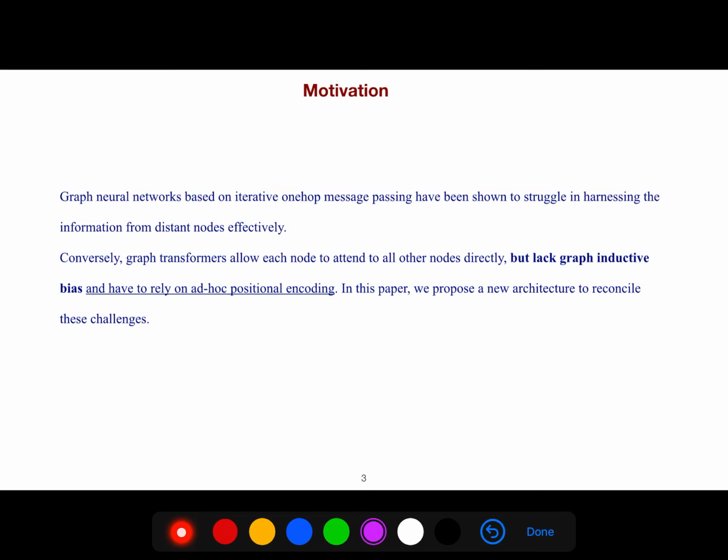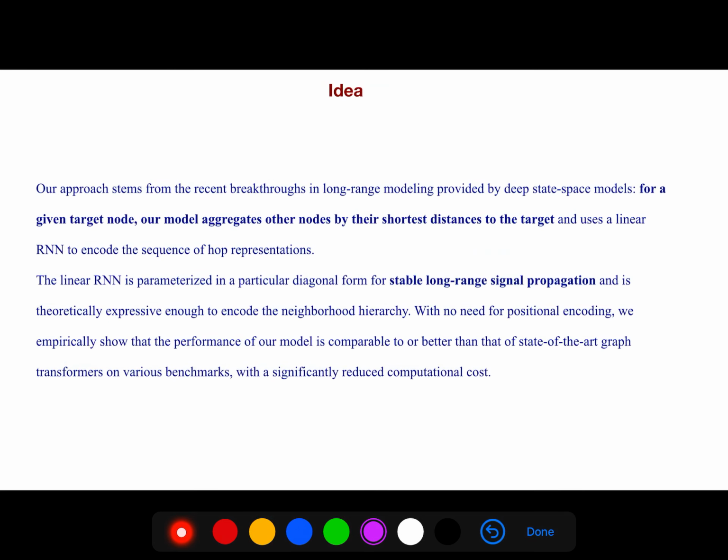Graph neural networks based on iterative one-hop message passing have been shown to struggle in harnessing the information from distant nodes effectively. Conversely, graph transformers allow each node to attend to all other nodes directly, but lack graph inductive bias and have to rely on ad hoc positional encoding. So their approach stems from the recent breakthroughs in long-range modeling provided by deep state space models.